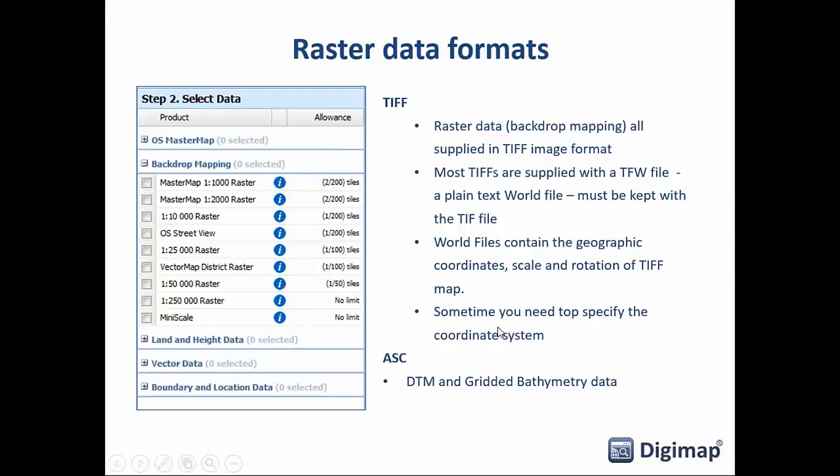I'll come on to this a little bit more, but the coordinate system of all the data that we supply from Digimap, I think apart from some of the data in Marine Digimap, is Ordnance Survey GB 36, so British National Grid. If you ever need to specify the projection, then it'll be British National Grid.